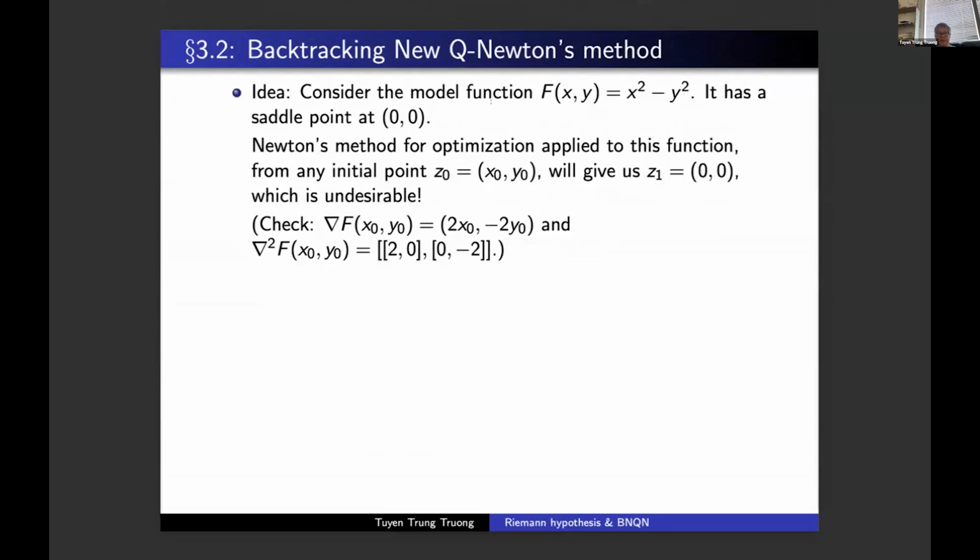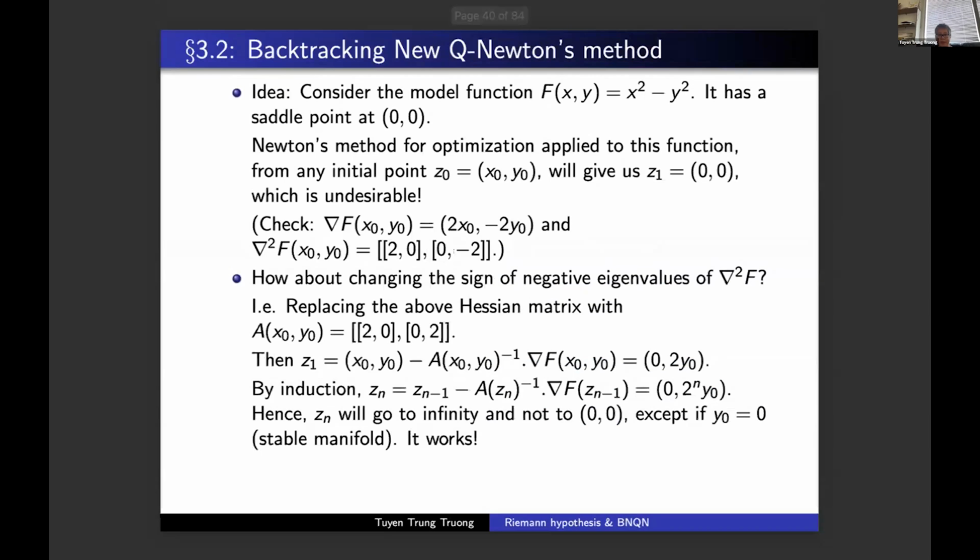So what's the idea? We just look at the function f(x, y) equals x squared minus y squared. It has a saddle point at (0, 0). If we have a good method, it should avoid this (0, 0) point. But if we apply Newton's method for optimization, you can calculate that whichever point you start from, the next point will be (0, 0). So it's not good.